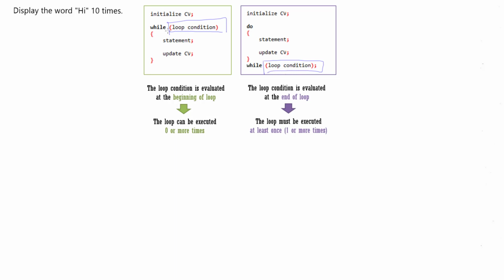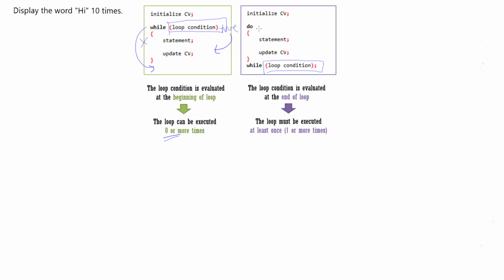Since the condition is at the top when you use a while loop, the condition will be evaluated first. If this condition is true, then it will go inside. If it is false, it will not go inside. Instead, it will go on to the next statement. This is why a while loop can be executed 0 or more times. If the condition is false, you don't need to go inside, so the execution can be 0 or more times.